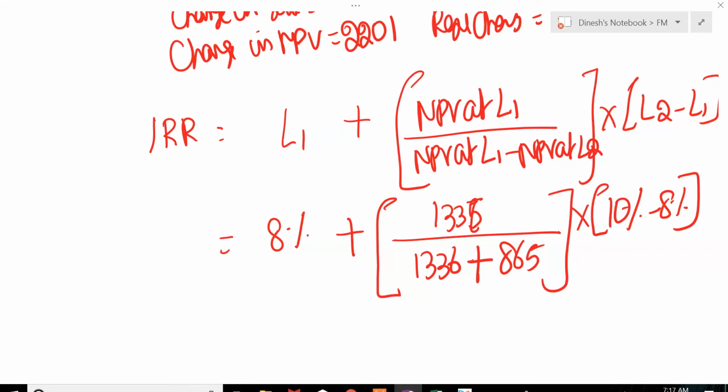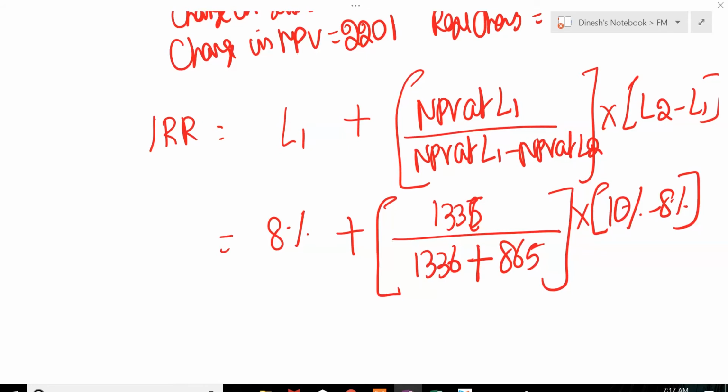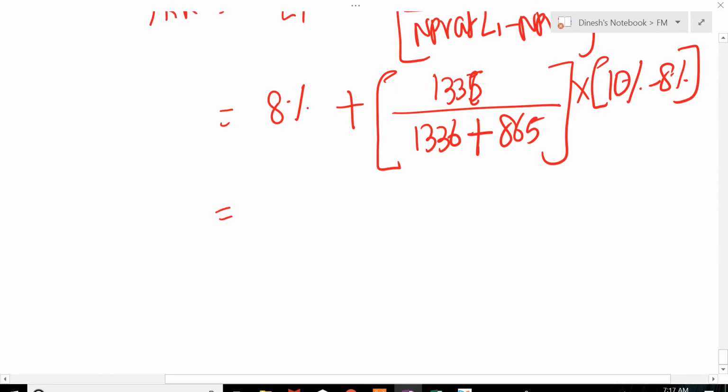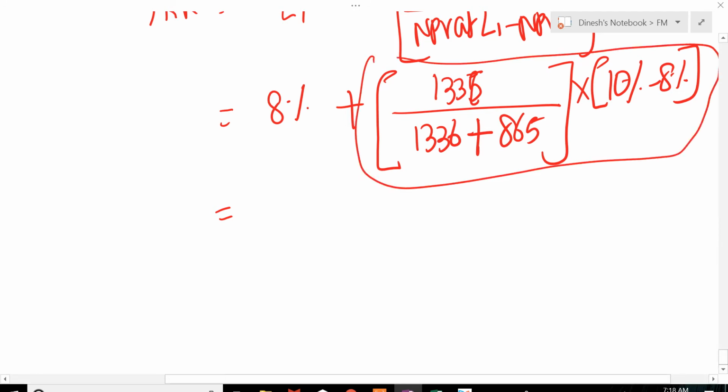You'll again get the same answer. It is basically the extension of that cross multiplication. In your cross multiplication, you would have done 1336 divided by 2201, into 2. That is the second part of the calculation, the cross multiplication part, which gives you 1.21. 8 plus 1.21 is 9.21. Any doubts on this? Clear? Can we proceed?